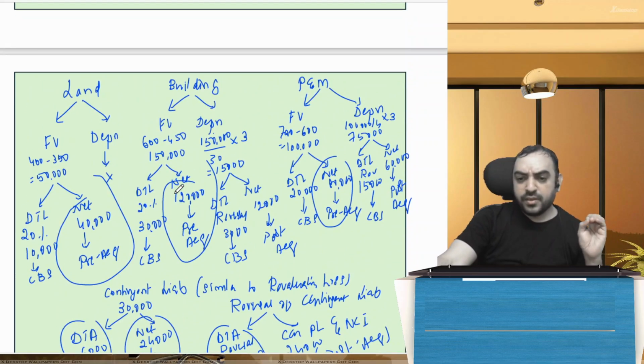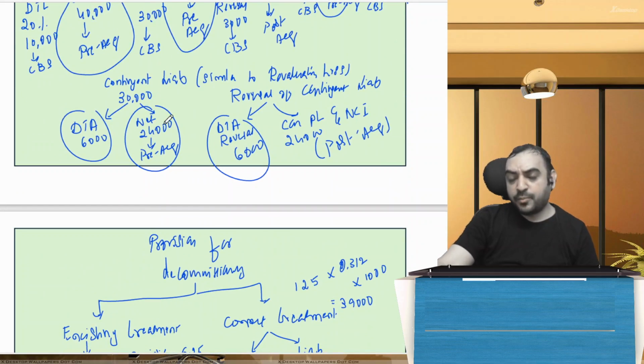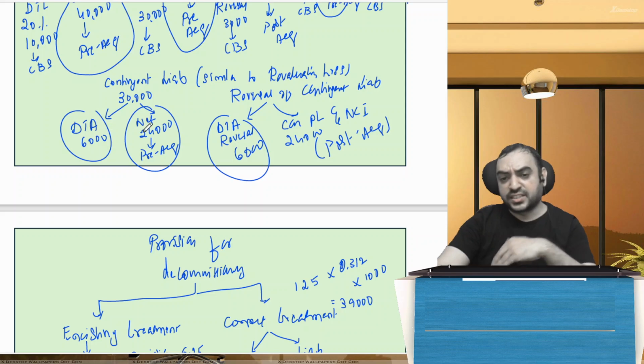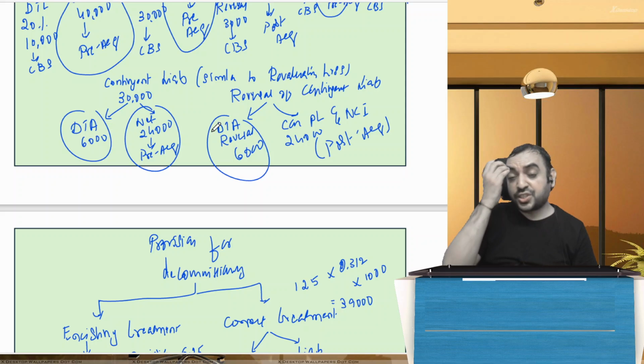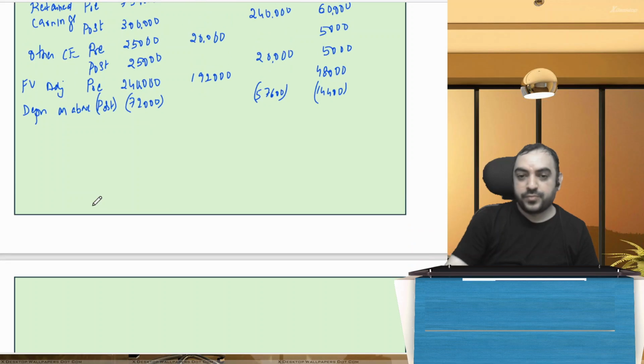Then what other adjustment will come? Land done, building done, plant and machinery, contingent liability. Contingent liability creation of this one and then reversal. 24,000, 24,000. Creation is pre, reversal is post. So contingent liability creation is pre, then reversal is post, and I am doing it on a net basis after the adjustment of deferred tax.